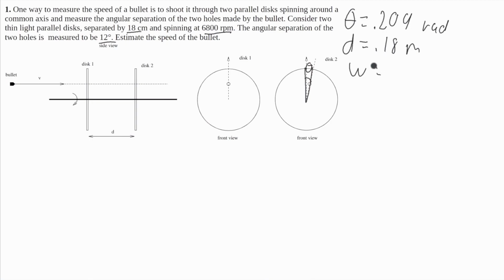We also have to put this in radians measurement, which turns out to be 712.09 radians per second. Since we're ultimately solving for v, we'll just say v is unknown, and I'll say the time is unknown. This will be the time between this first disk and the second disk.